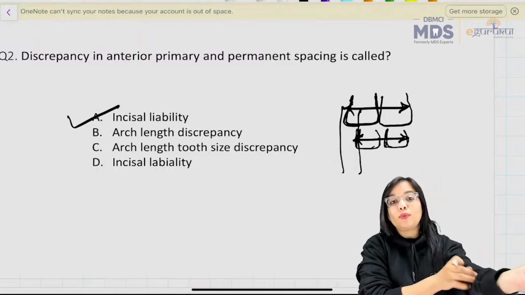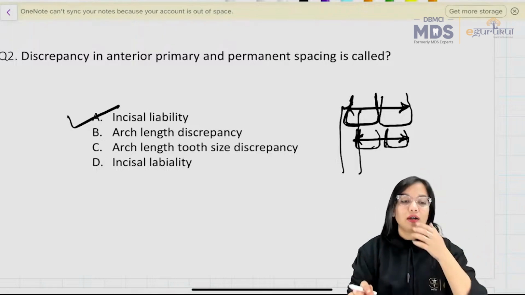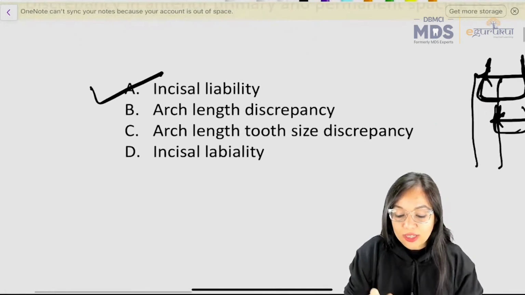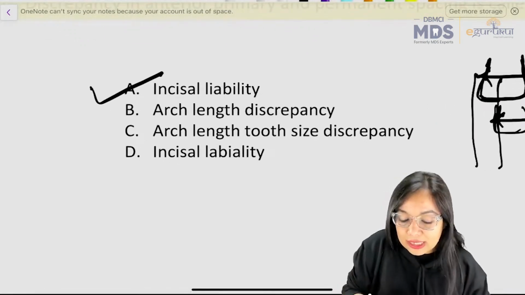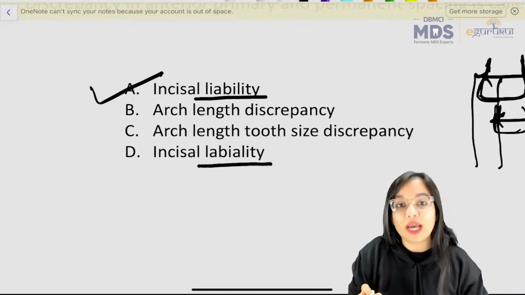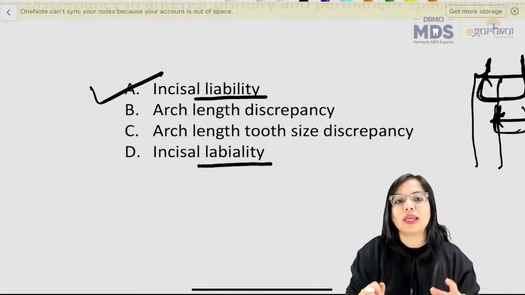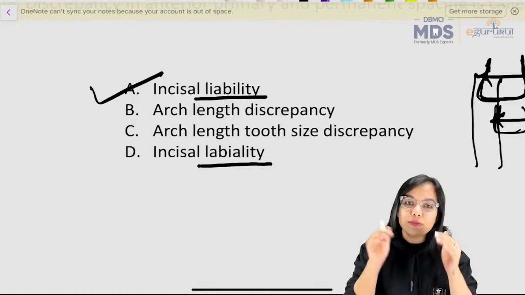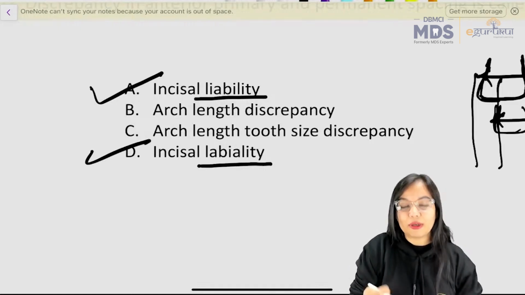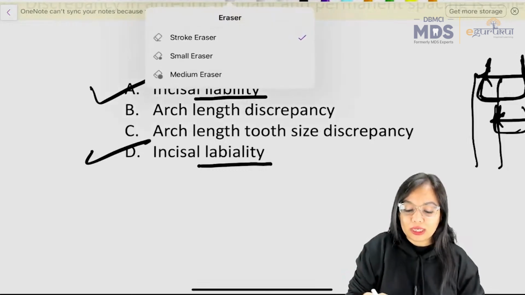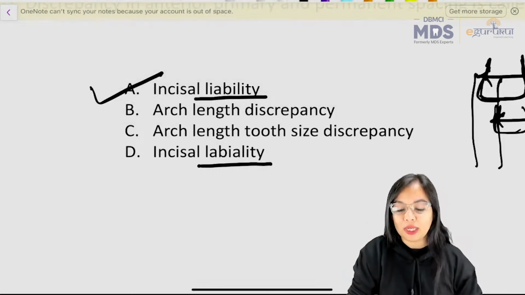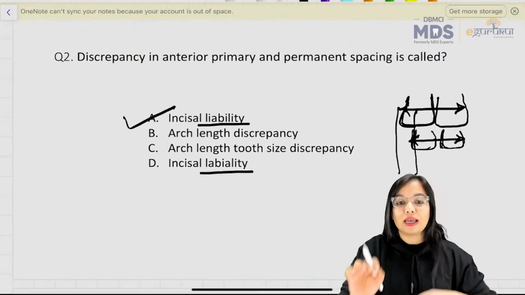So here I want you to be very, very careful. Like you see option A and D, you will almost get confused. In option A, it is written incisal liability, and in option D, it is incisal labiality. It's like here and there, spelling. So be very careful in reading the spelling also. First thing you see option D, you'll take it as the correct answer, but that will go wrong. So you must be very careful in such cases to read the spelling properly. So the answer here is incisal liability.